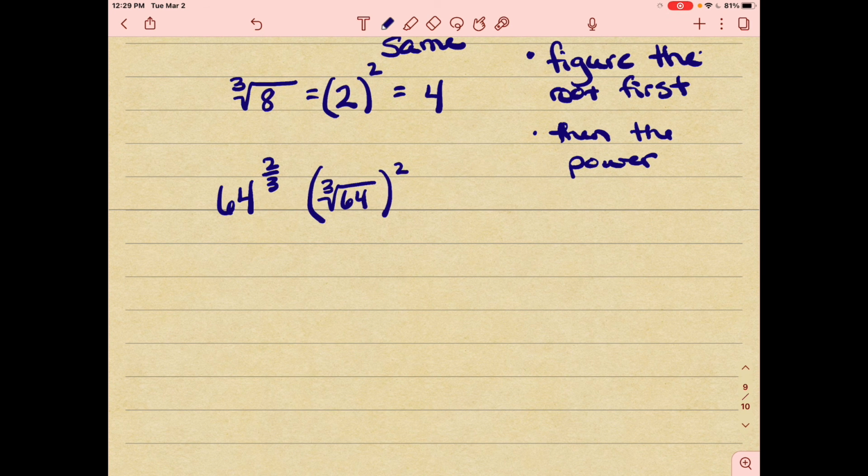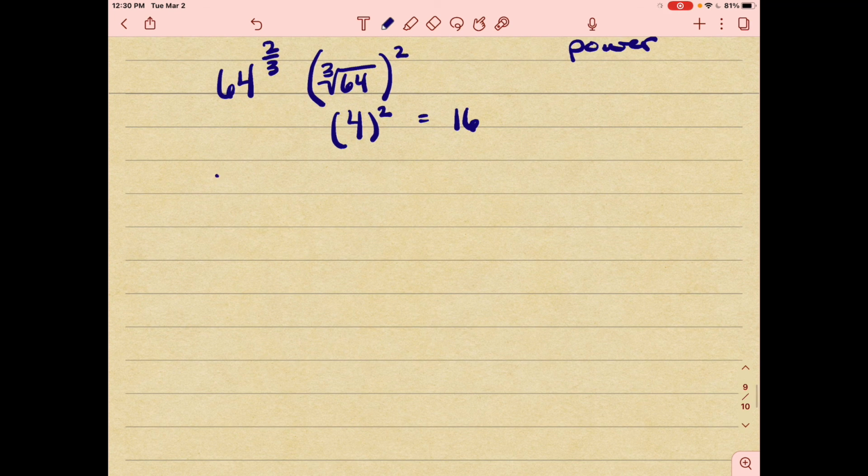The root part is just easier. The third root of 64 isn't 8 times 8. It could be 4 times 4 times 4. It is, right? I think we've actually done that one before. 4 times 4 times 4 is 64. So the third root of 64 is 4, and then we still need to square it. Well, 4 squared is 16. That's kind of cool.